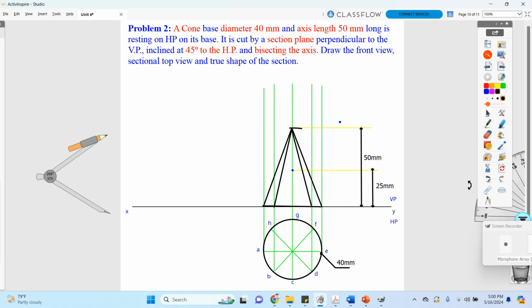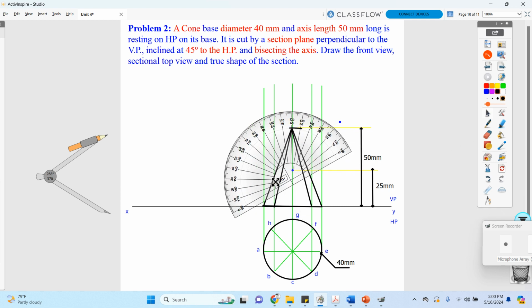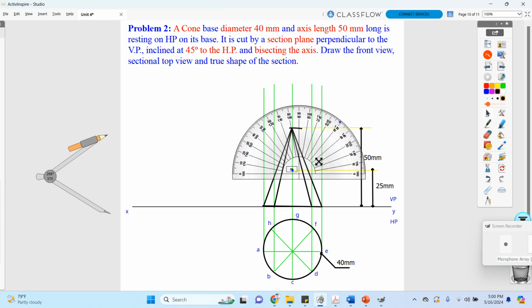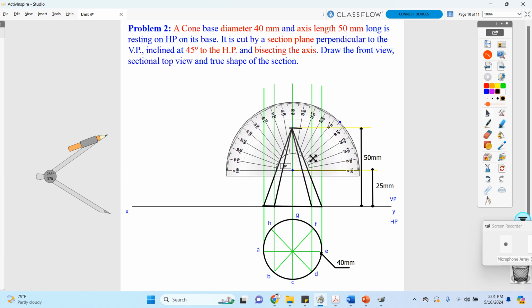I am going to take my protractor, place it on the bisecting point over here and mark my 45 degrees. Can you understand? Anyone have any doubt on this part?